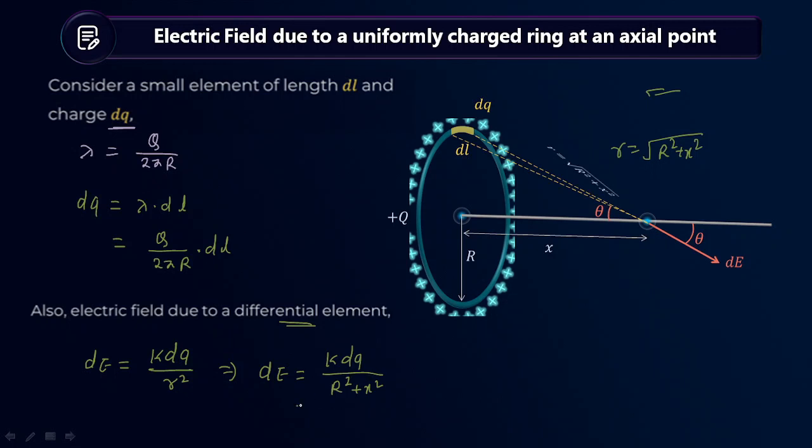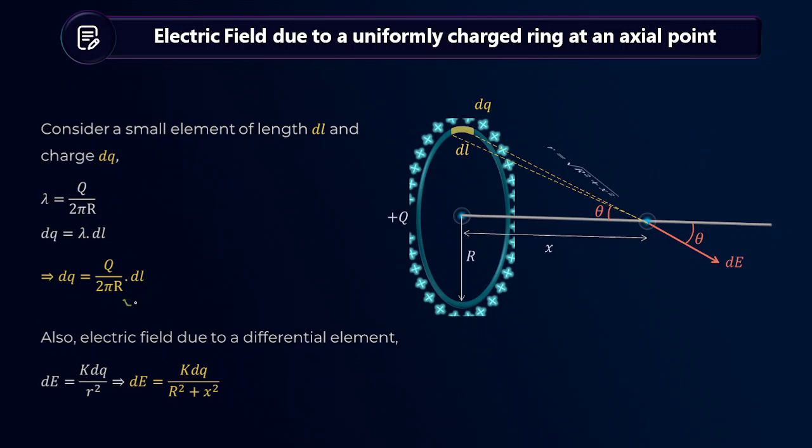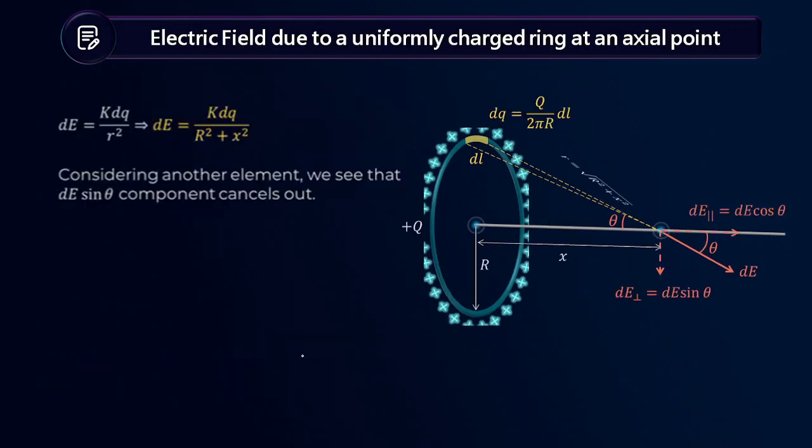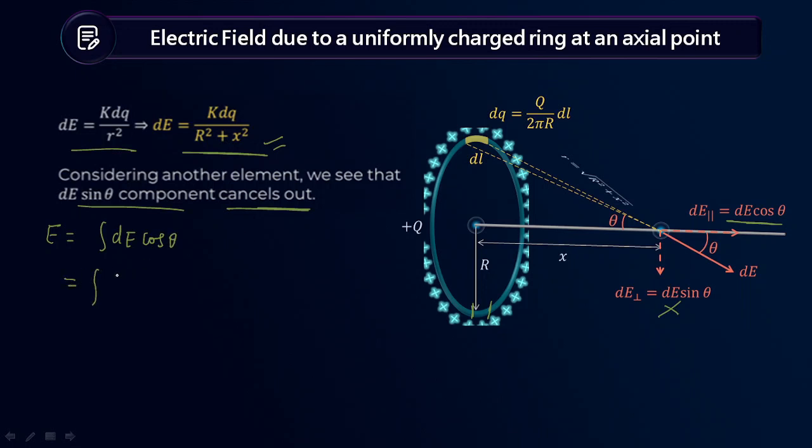Till this point, any problem? Hope it is clear to everyone. Now we consider one small element. Due to that element, we can find dE. So now we can write dE is kq by r square, which is nothing but k dq by r square plus x square. Now, if you consider one more element here, due to that element this dE sin theta component will get cancelled, and we will have only the dE cos theta component, right? So the dE sin theta component will cancel out, and the net electric field will be equal to the integration of dE cos theta, right? So now put the values. So we have dE is how much?